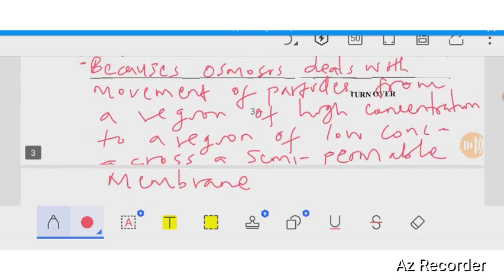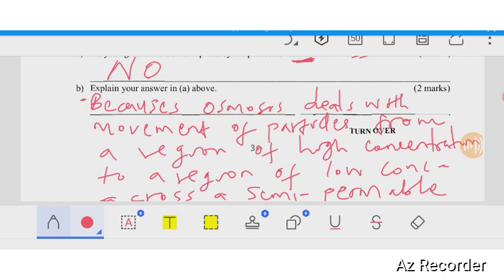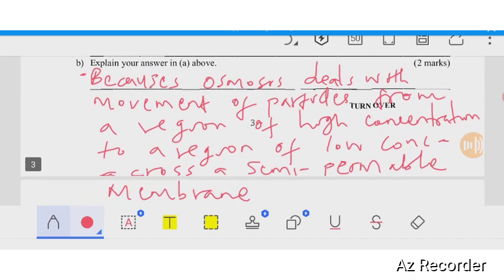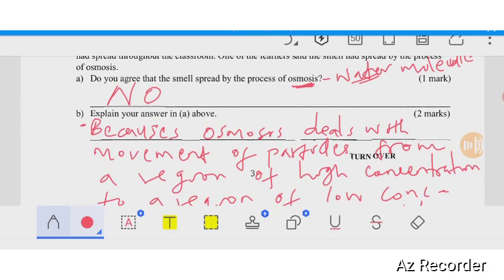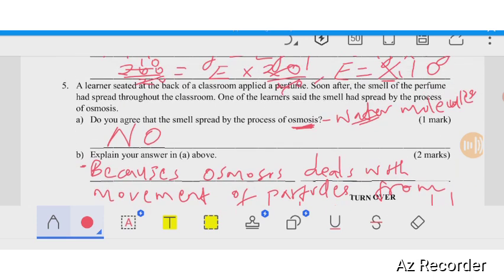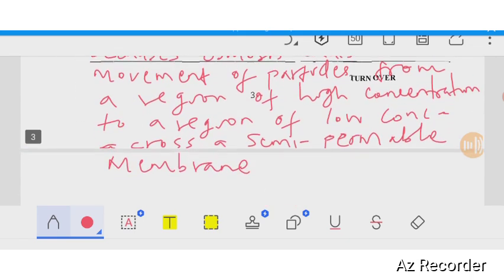So for this reason, the process is not osmosis. Or rather, you could have said this is because diffusion is the movement of particles from a region of high concentration to a region of low concentration, which is the process by which the smell of the perfume spread in the class.